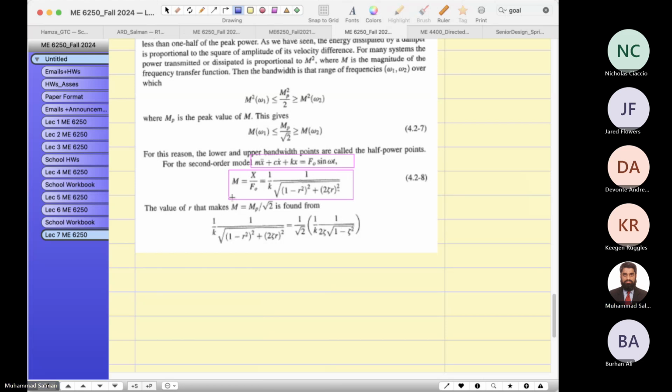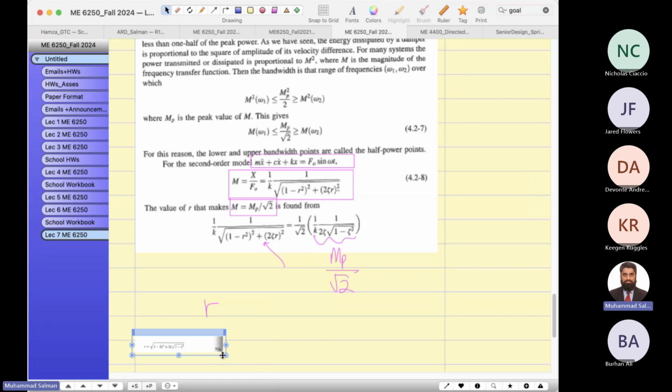If you look at the value of r, if the peak is Mp, right? If this general amplitude magnitude ratio is equal to Mp over square root 2, then you will find the r value, and that r value tells us these are the frequency ranges. Let me show you that if you do the math, you will get this answer for the r value. We will solve one problem about this right now.